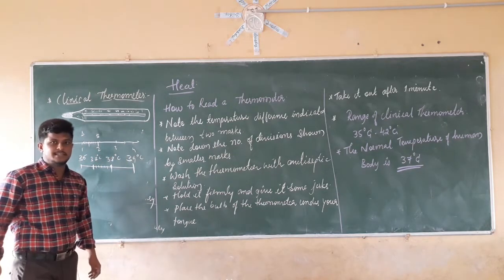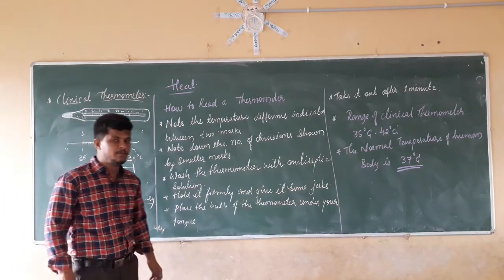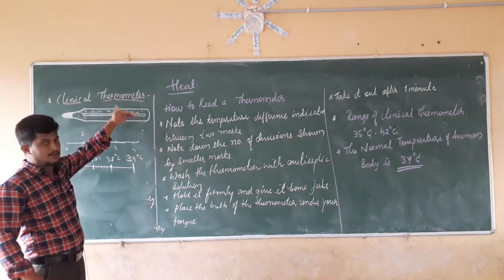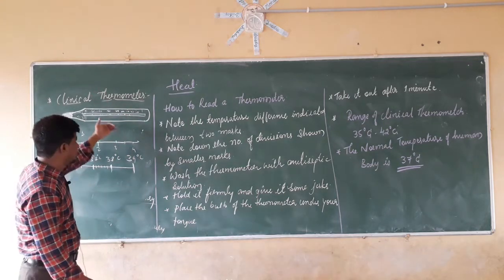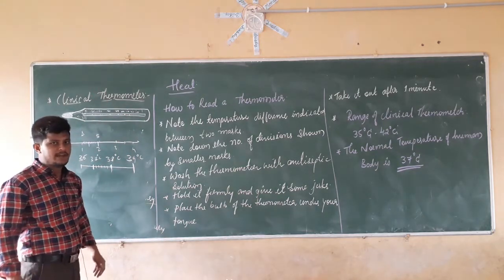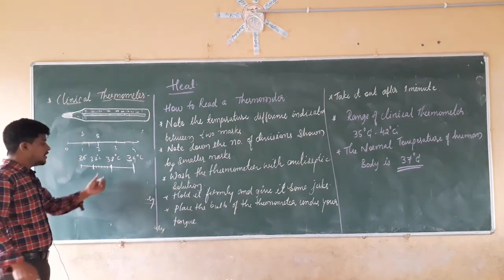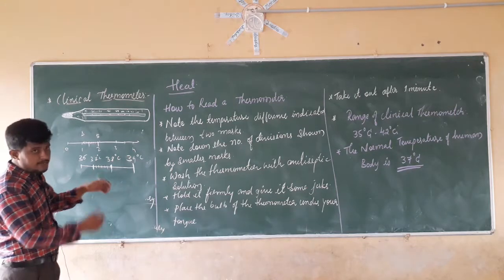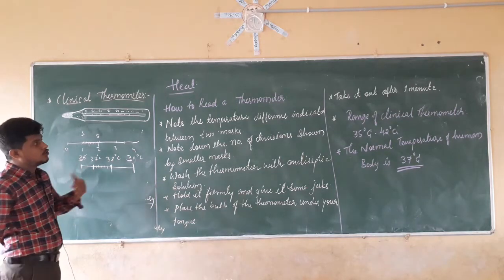One scale will be indicated in degrees Celsius, another scale in degrees Fahrenheit. We have both the readings. On the upper side it will be degrees Celsius, and on the downward side it will be degrees Fahrenheit. Now we are studying how to read a thermometer.